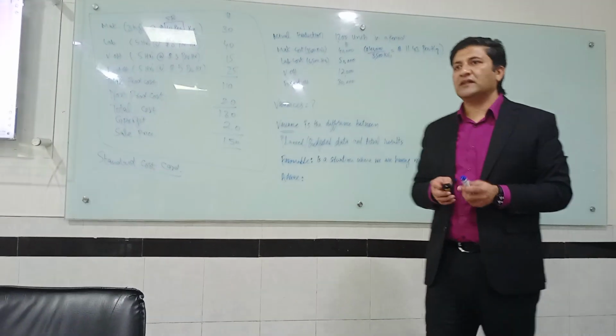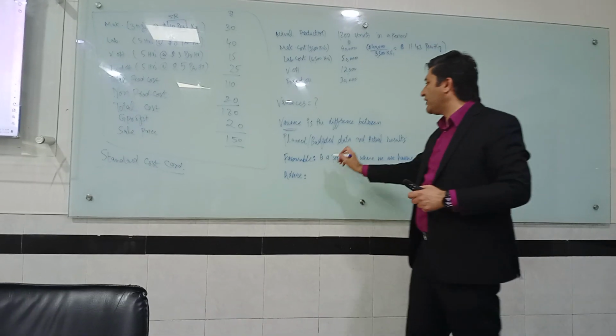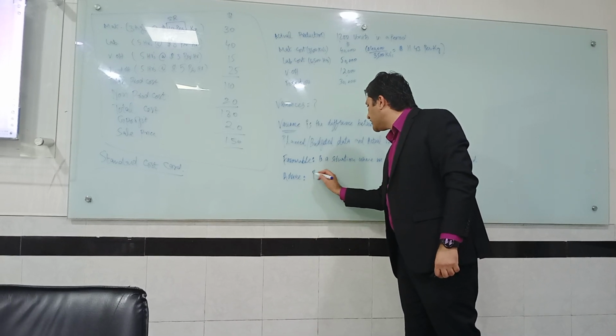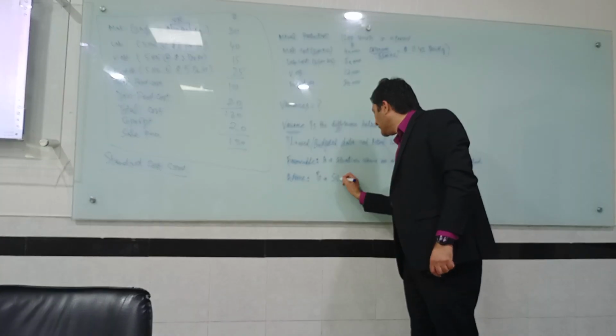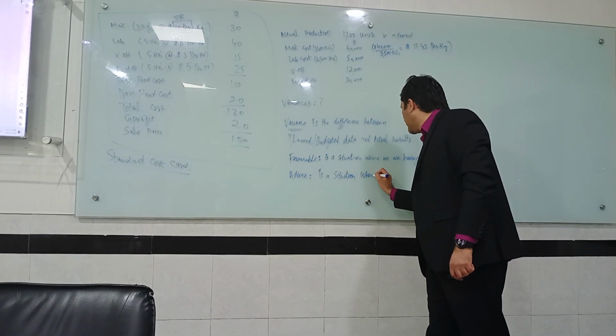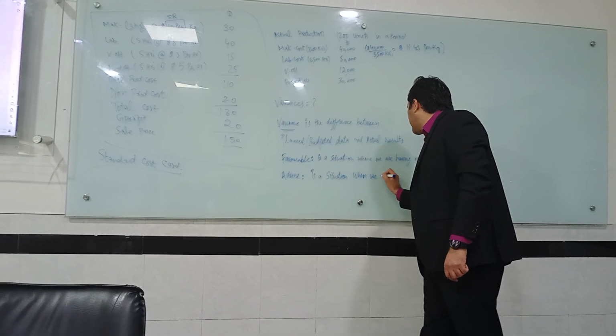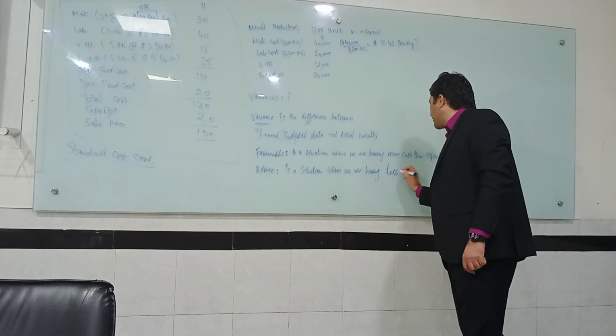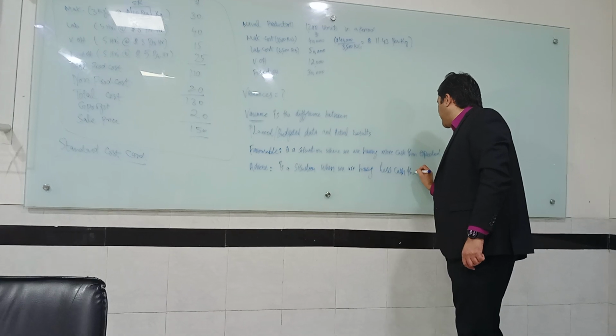The variance can be of two types, favorable variance or adverse variance. So adverse variance is a situation when we are having less cash than expected.